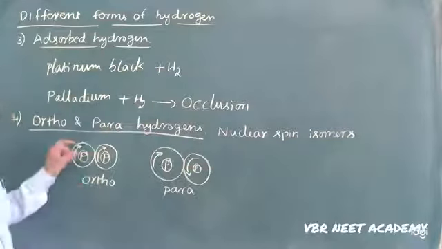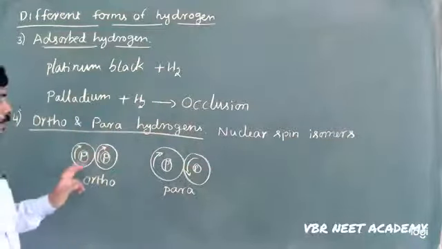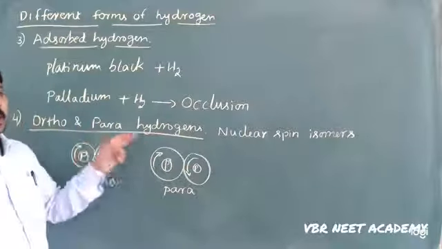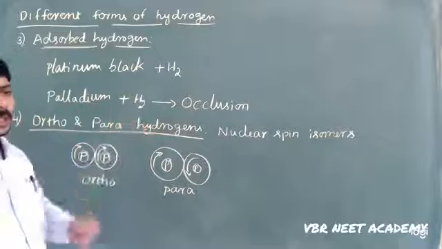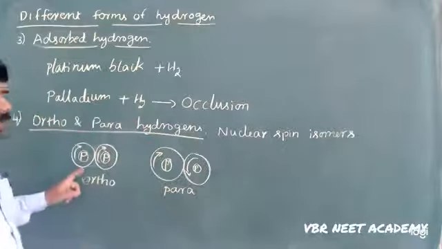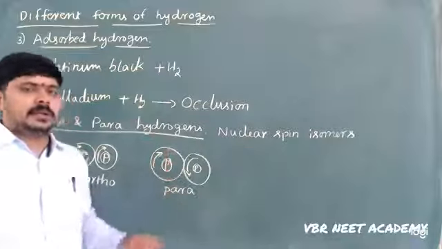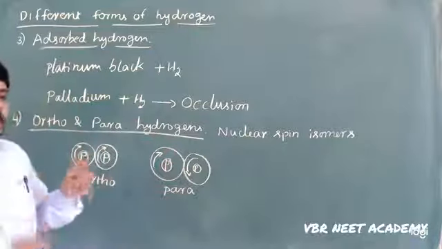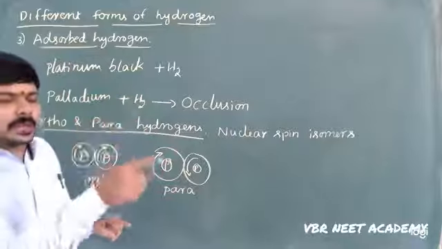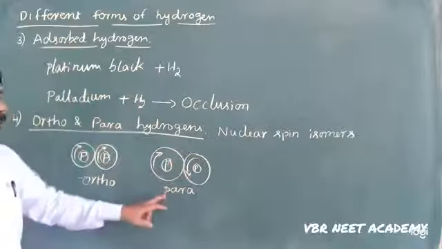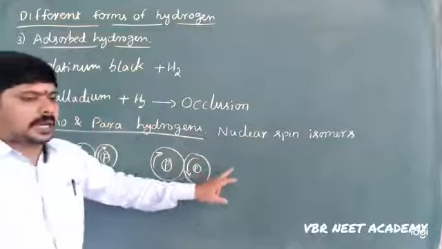The ortho hydrogen and para hydrogen are said to be nuclear spin isomers because they have a difference in their nuclear spin. One is going to have the same spin, that is both of the protons present in a hydrogen molecule will show the same spin. That's why it is called ortho hydrogen. Whereas the para hydrogen is going to have opposite spin. One is going to be showing clockwise, another one is going to be showing anti-clockwise. That's why it is called para hydrogen.